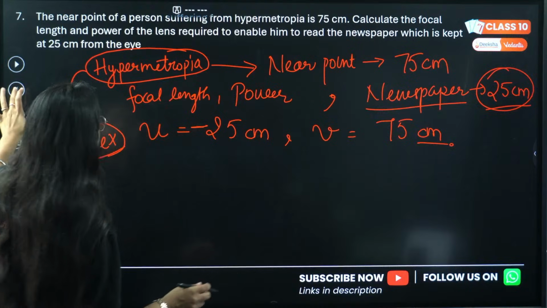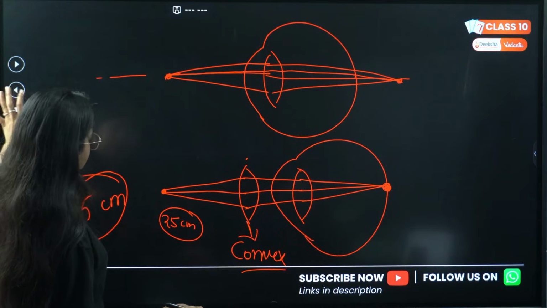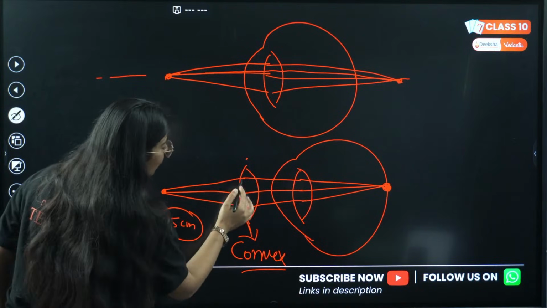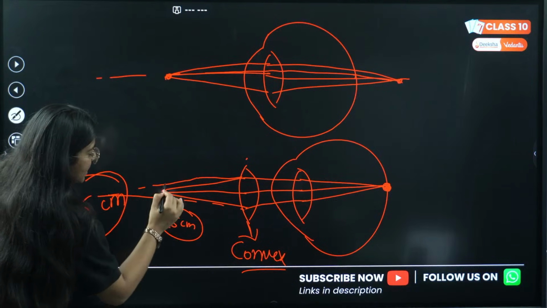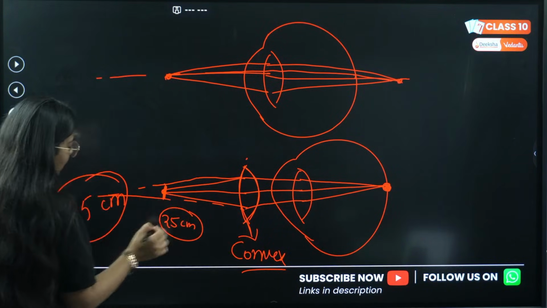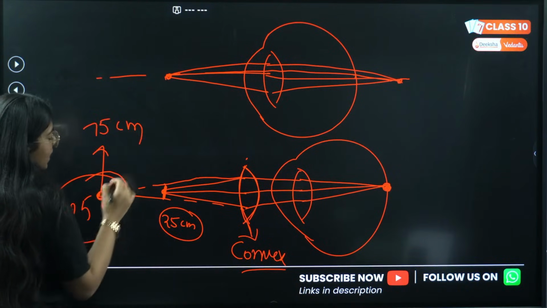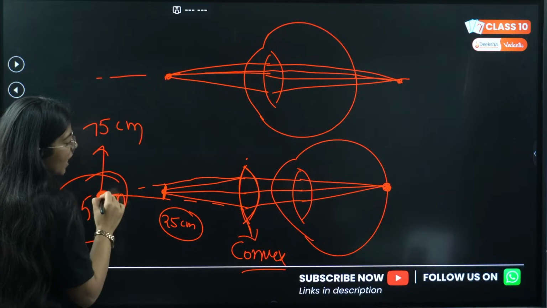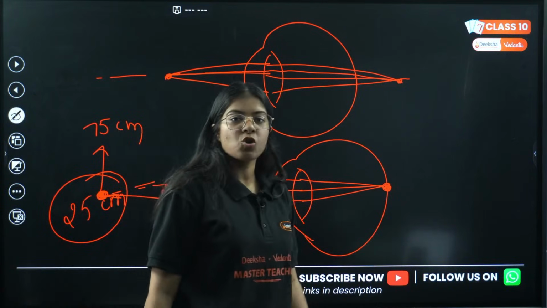So, we studied this diagram for hypermetropia, right? Where is it? So what will happen? These rays go back. So the object which is at 25 centimeter, this lens will first make the image at 75 centimeter, and then the rays from this object will go back into my eye lens, which will make the image on retina.